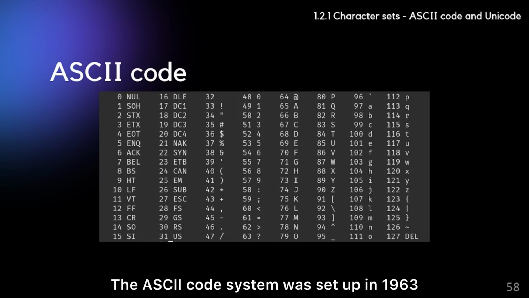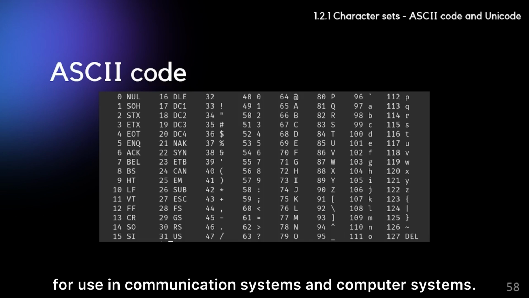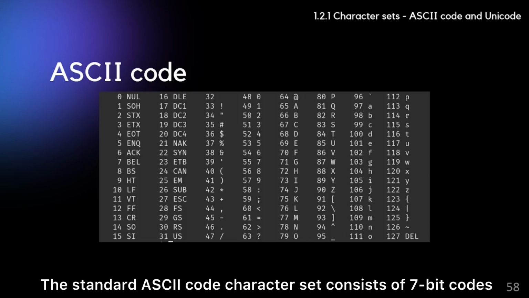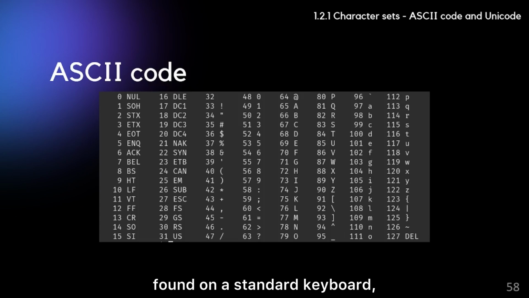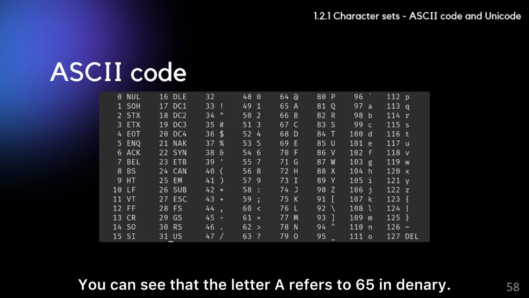The ASCII code system was set up in 1963 for use in communication systems and computer systems. The standard ASCII code character set consists of 7-bit codes that represent the letters, numbers, and characters found on the standard keyboard, together with 32 control codes. You can see that the capital letter A refers to 65 in denary.